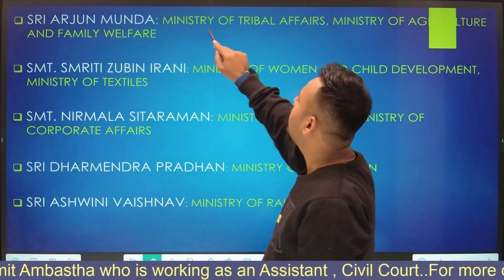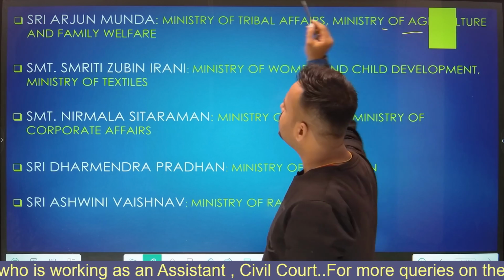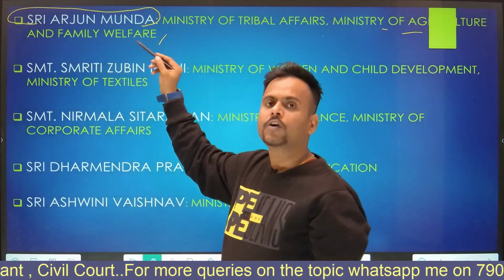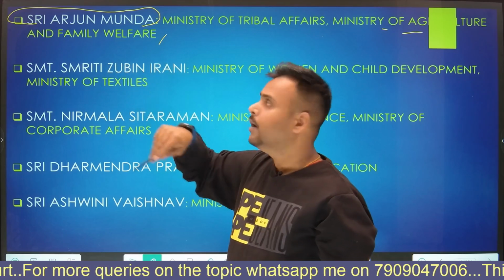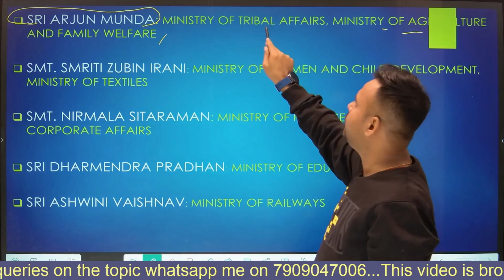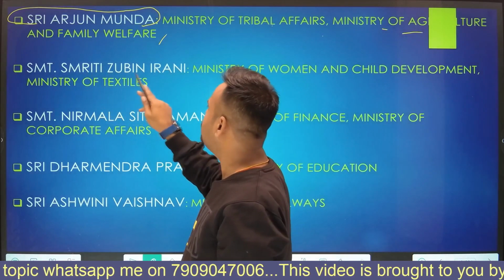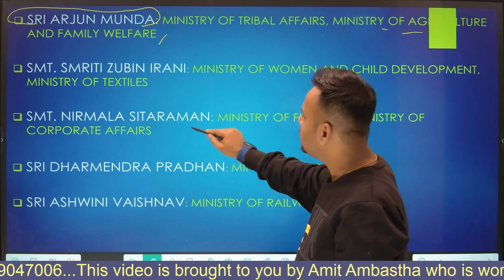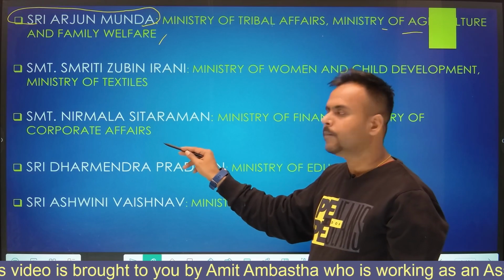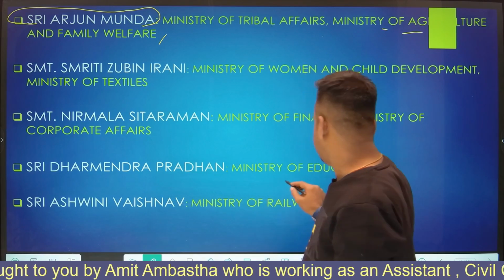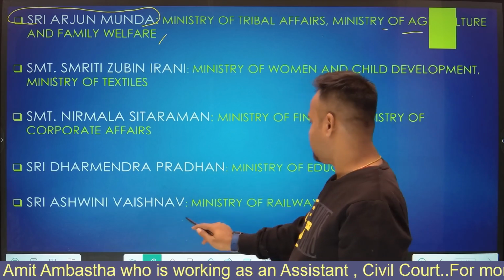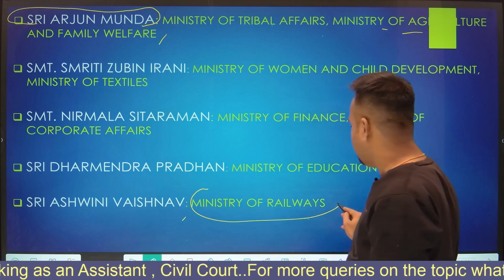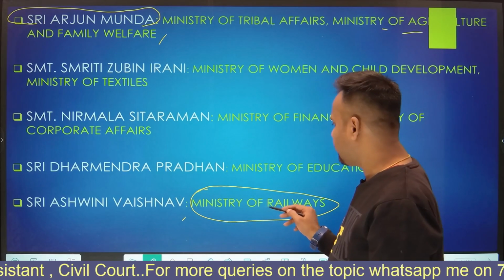Now, Sri Arjun Munda, the Minister of Tribal Affairs and the Ministry of Agriculture and Farmers Welfare. Arjun Munda is also very important for all the students appearing for the Jharkhand examination, as he belongs to Jharkhand and was the Chief Minister of Jharkhand before Raghubar Das. He is presently holding the Ministry of Tribal Affairs. Now see, Srimati Smriti Zubin Irani, the Ministry of Women and Child Development and the Ministry of Textiles. Srimati Nirmala Sitharaman, the Finance Minister and the Ministry of Corporate Affairs. Sri Dharmendra Pradhan, the Ministry of Education. Sri Ashwini Vaishnaw, the Ministry of Railways. There are lots of reforms going on in railways, so this ministry is also very important and has gained a lot of highlight and attraction.